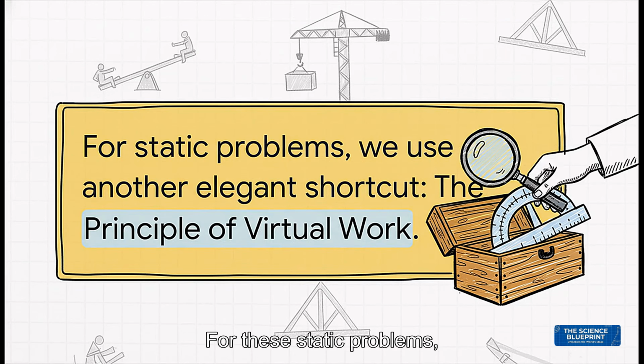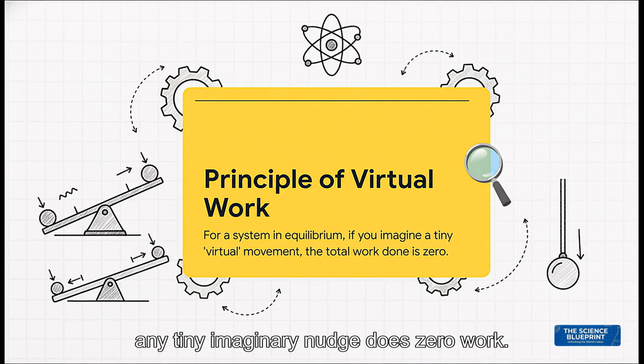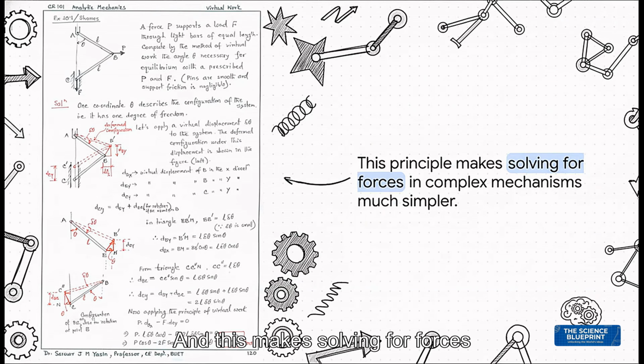For these static problems, there's another really elegant shortcut, the principle of virtual work. The basic idea is this. If a system is perfectly balanced, any tiny imaginary nudge does zero work. And this makes solving for forces in really complex mechanisms, like this one, way, way simpler.